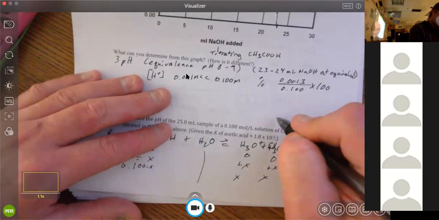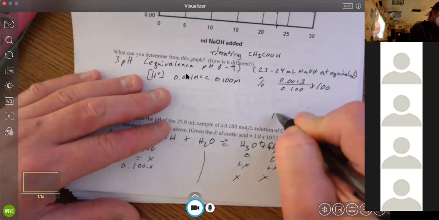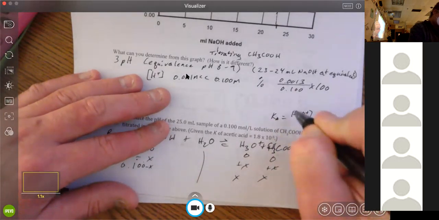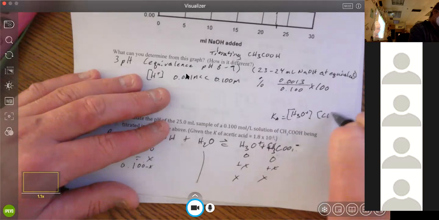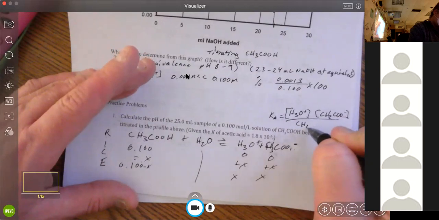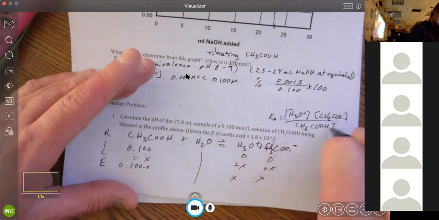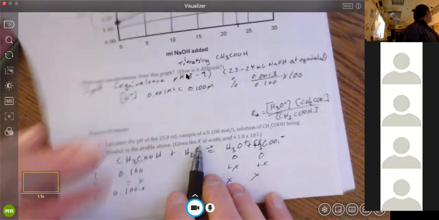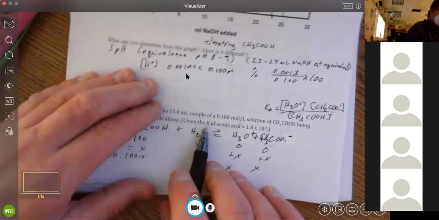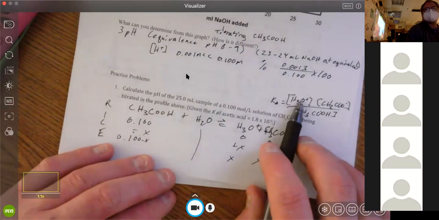Up here, I'm going to go ahead and put the Ka expression. Ka equals H3O plus concentration, the products, over the reactants. Why aren't we putting water in? What would water be? Liquid. It's 1. And we know we are trying to solve for this.